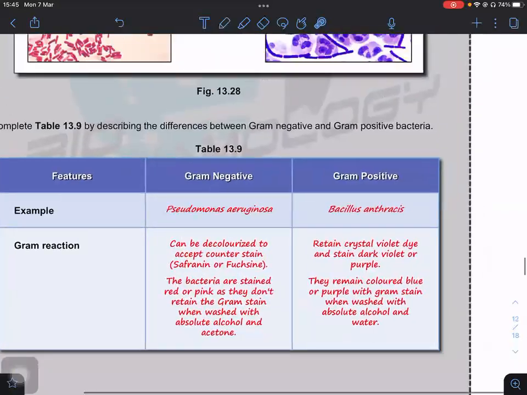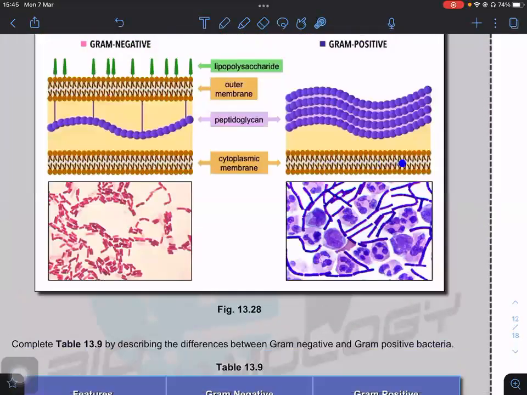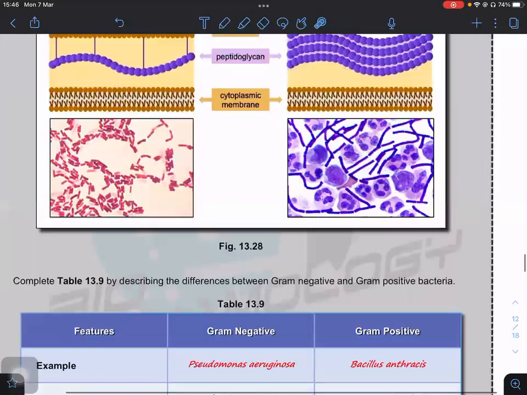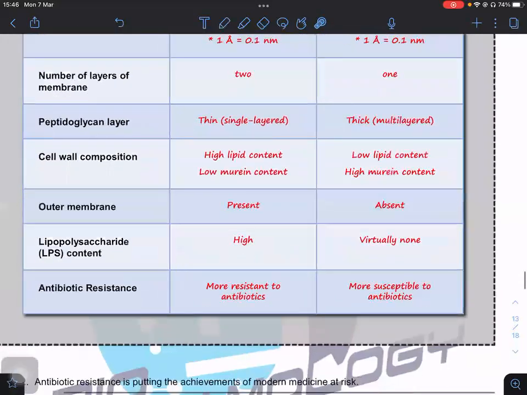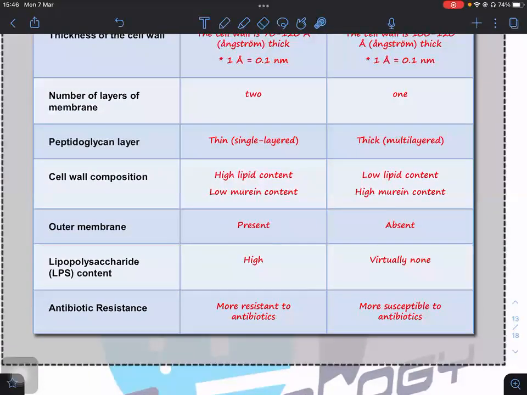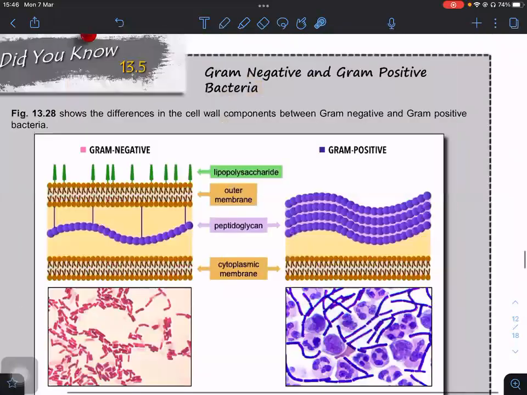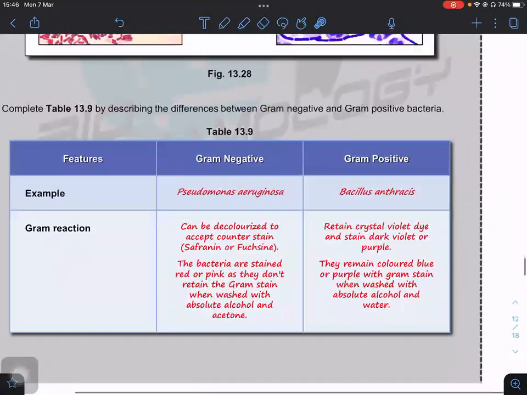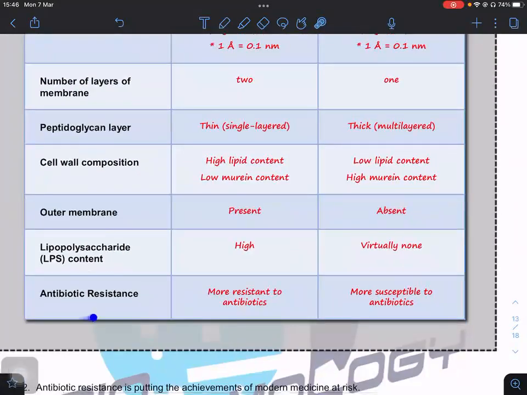Are you clear? Gram-positive has high murein, low lipid, only 1 layer. Gram-negative has 2 layers, but less murein. So high lipid, low murein; high murein, low lipid. Outer membranes are present with lipopolysaccharide content, LPS. Can you see that? LPS is present in the gram-negative, and gram-negative bacteria are more resistant to antibiotics compared to the gram-positive.